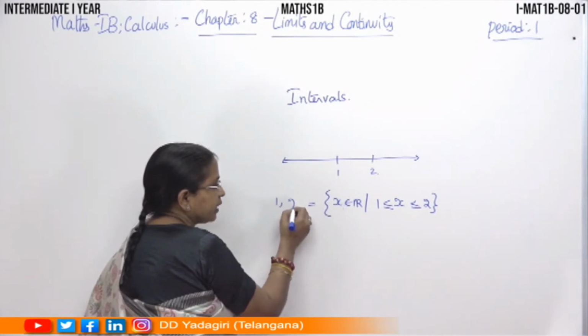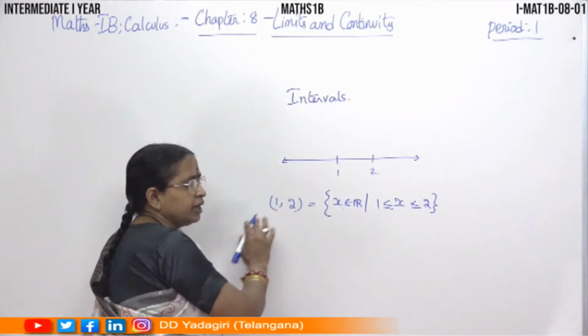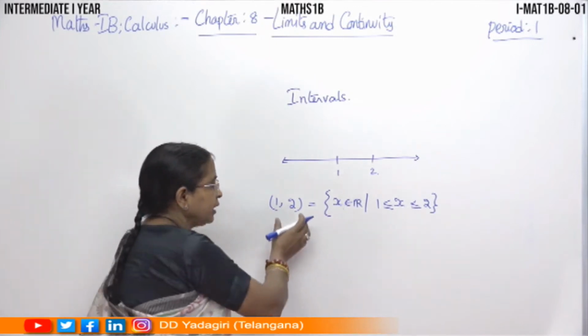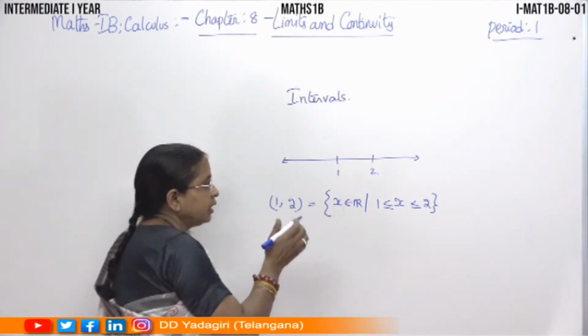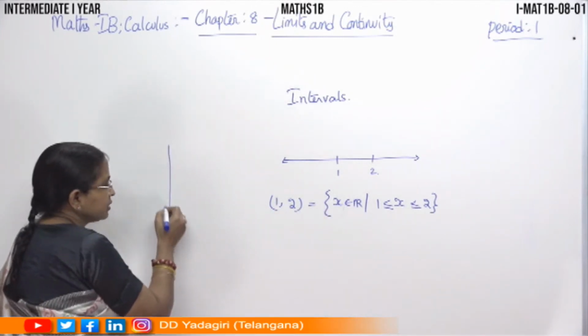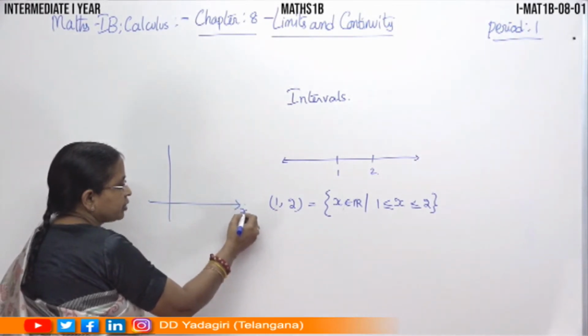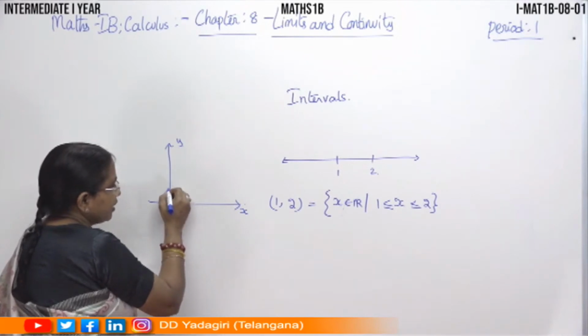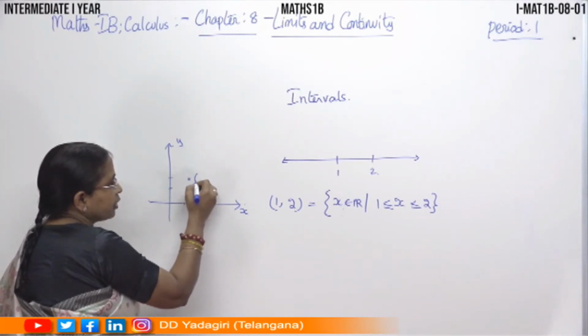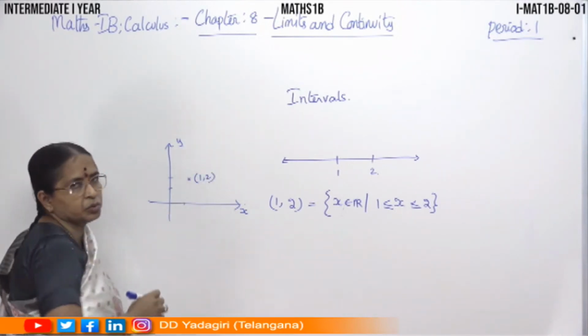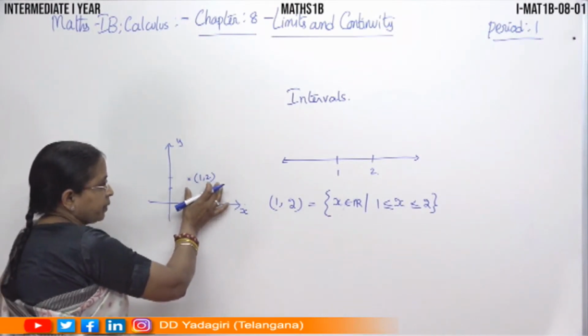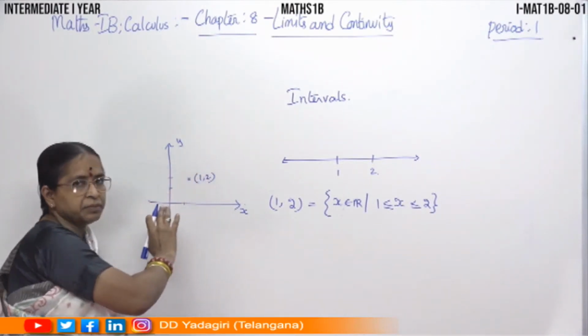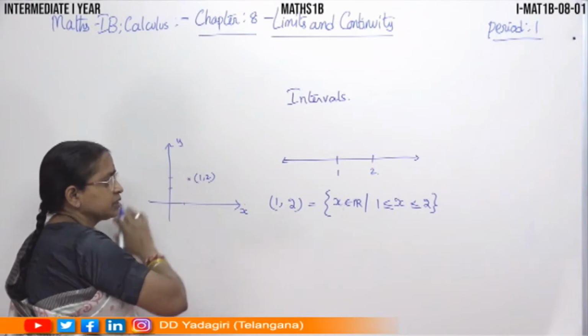We denote this by (1, 2) like this. It is an ordered pair, but here it is a set. Like, you have come across ordered pairs of numbers in coordinate geometry also, x-axis, y-axis. So suppose I have this 1 and 2 here. You denote the coordinates of this point by (1, 2), isn't it? So this is an ordered pair. This represents a point. (1, 2) here represents a point.